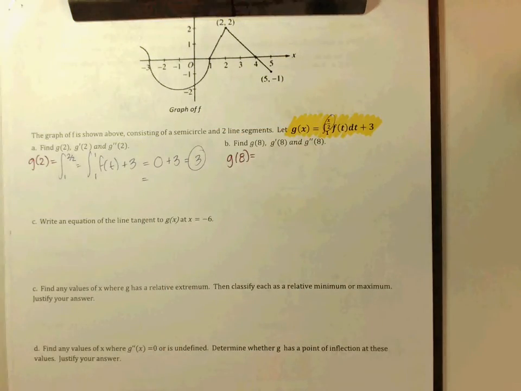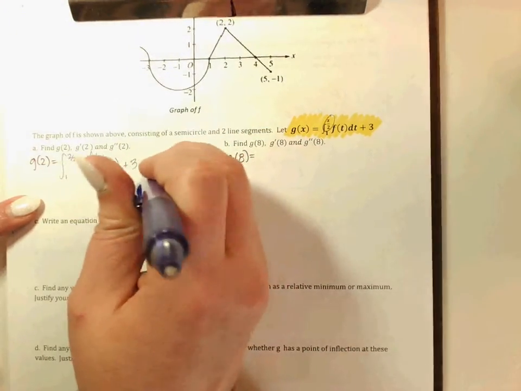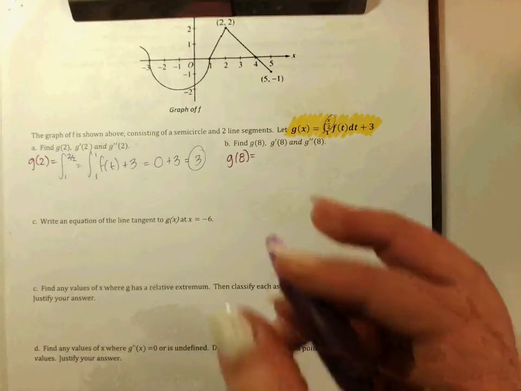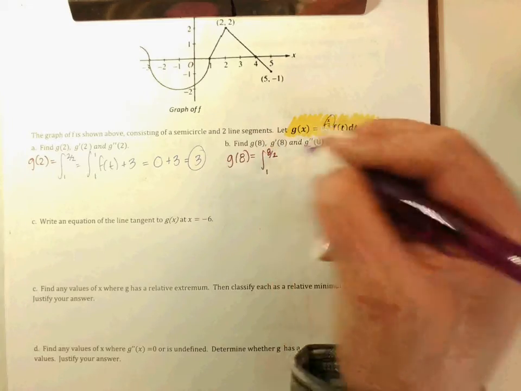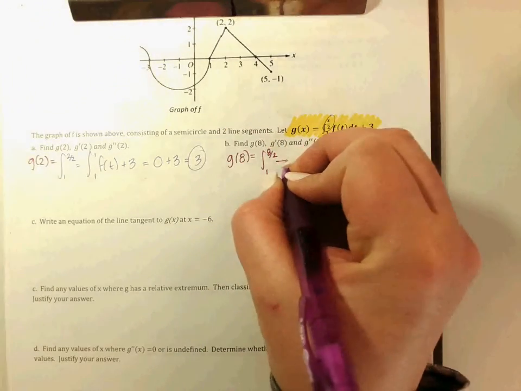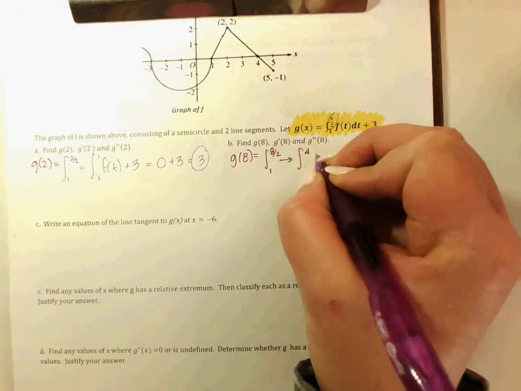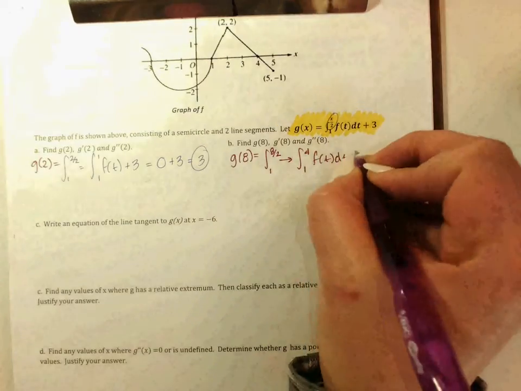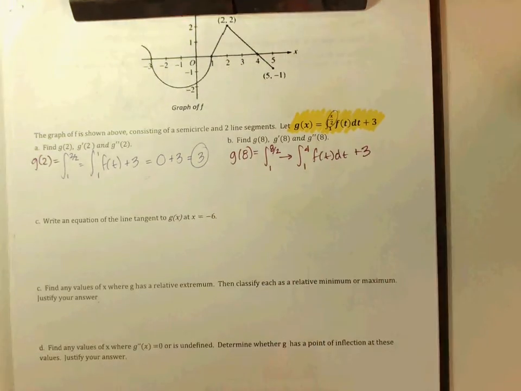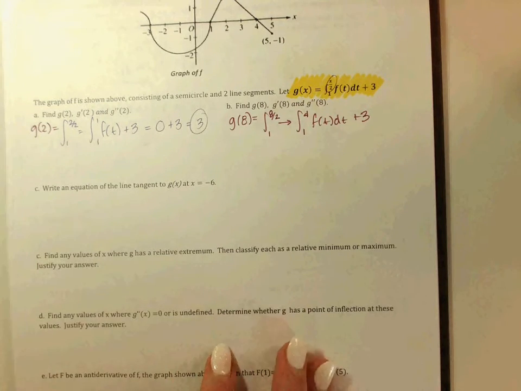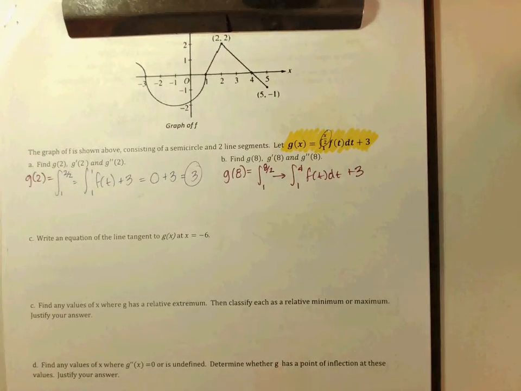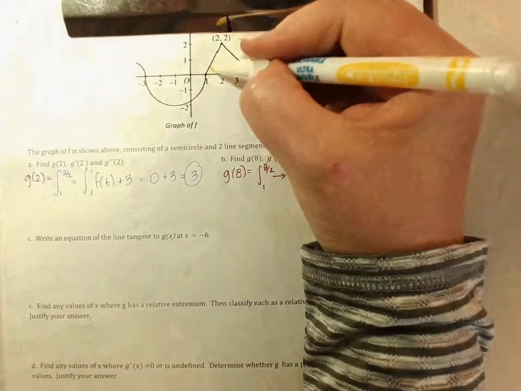Okay, now let's do it for 8. So I want g of 8 equals the integral from 1 to 8 over 2. But what's that the same as? 1 to 4 of f of t dt plus 3. So I did 1 to 8, but 8 was divided by 2. That's where the 4 came from. And then from 1 to 4, what shape are we shading on our graph? Triangle.